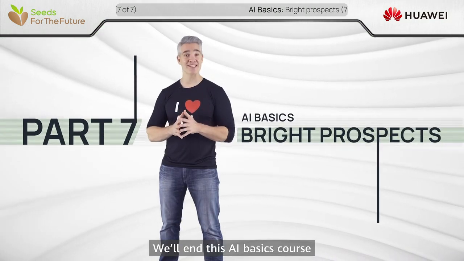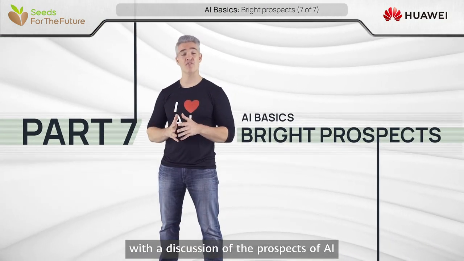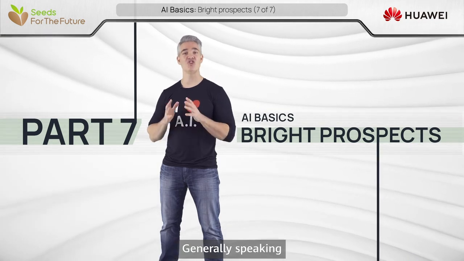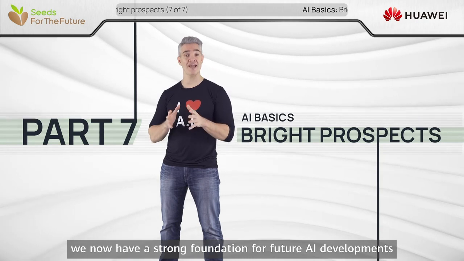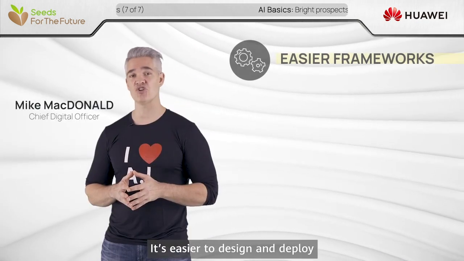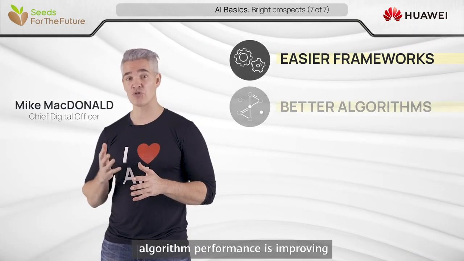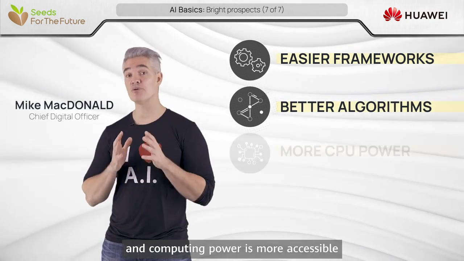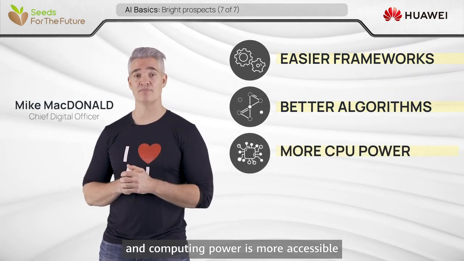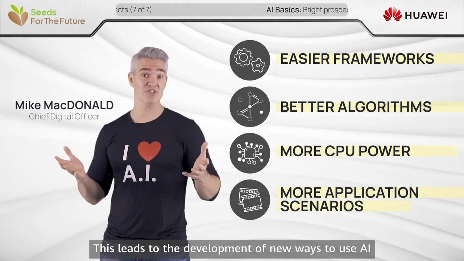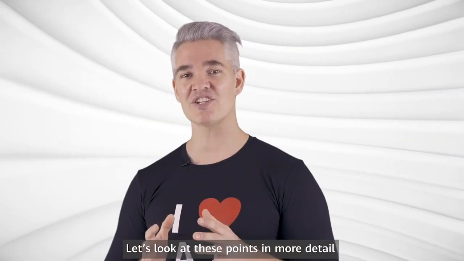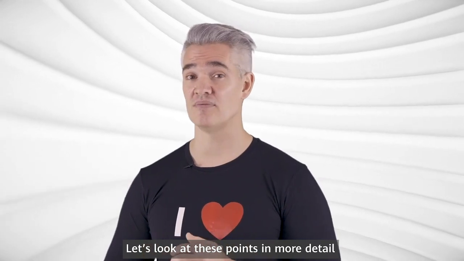We'll end this AI Basics course with a discussion of the prospects of AI. Generally speaking, we now have a strong foundation for future AI developments. It's easier to design and deploy, algorithm performance is improving, and computing power is more accessible. This leads to the development of new ways to use AI. Let's look at these points in more detail.